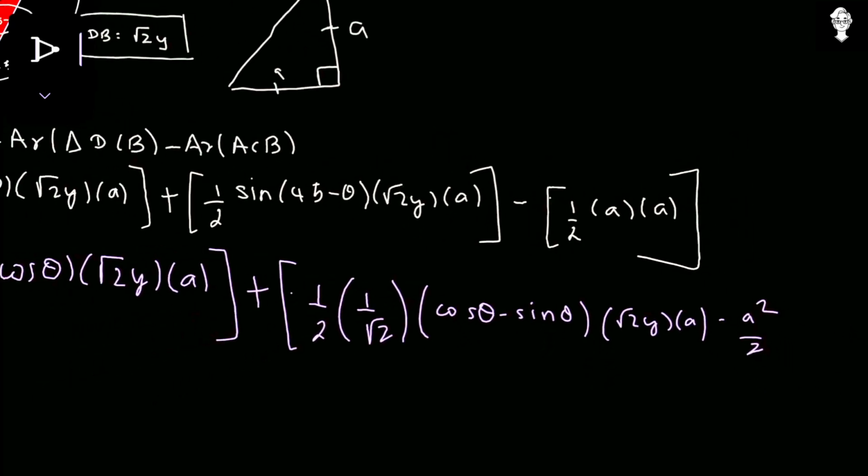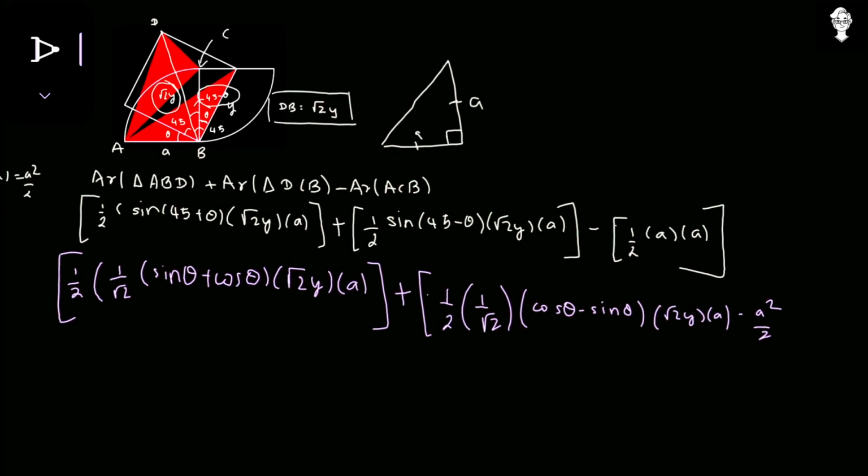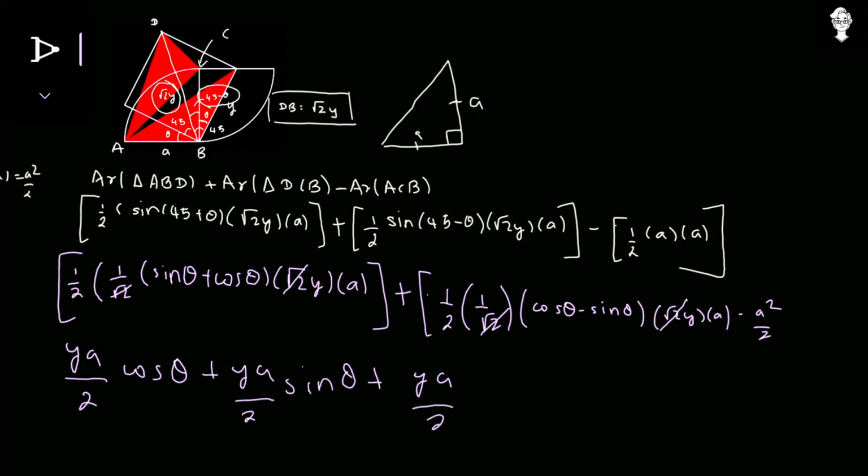Now let us solve it. So we can clearly see that square root of 2 got cancelled out. Over here also square root of 2 got cancelled out. Now let us open the brackets. So over here we will have yA upon 2 multiplied with cos theta plus yA upon 2 multiplied with sin theta, added with yA upon 2 into cos theta minus yA upon 2 into sin theta and minus A square upon 2. So here we can say that y into A into sin theta upon 2 is positive, and here we have y into A into sin theta upon 2 negative. So they both got cancelled out.